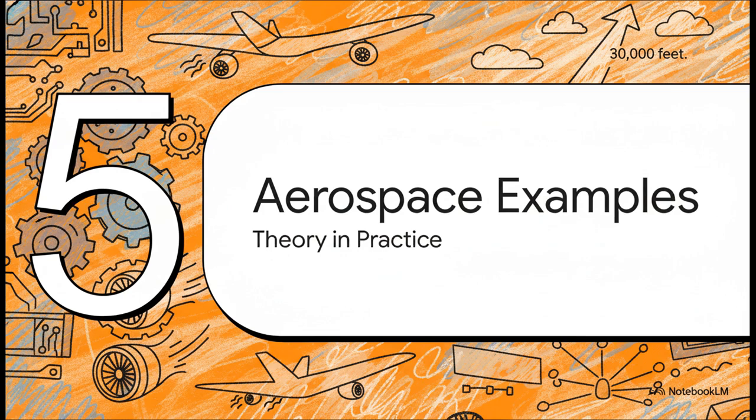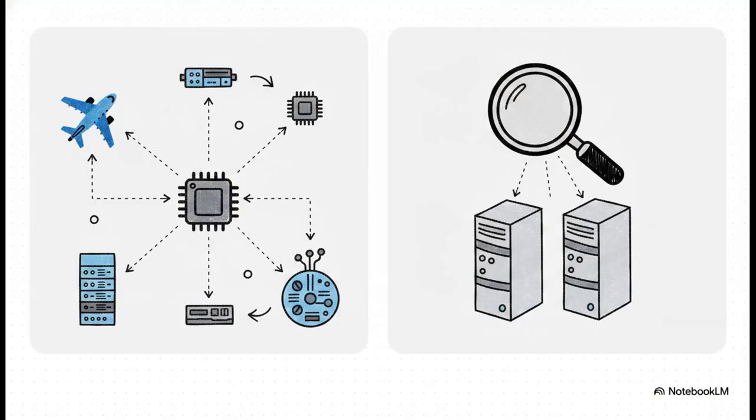Section 5, Real-World Aerospace Examples. It's fascinating to see how the aerospace industry handles this exact trade-off between complexity and simplicity. It's literally where theory meets reality at 30,000 feet. The Airbus 340 fully embraces complexity. They use redundant and diverse systems, different flight control computers, processors from different manufacturers, and software written in completely different programming languages by different teams.